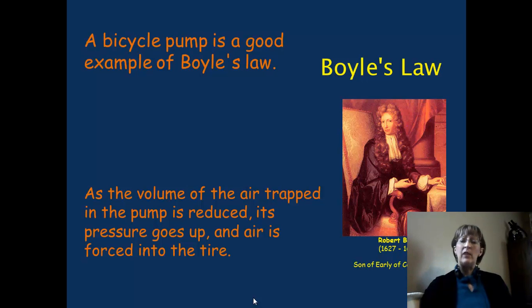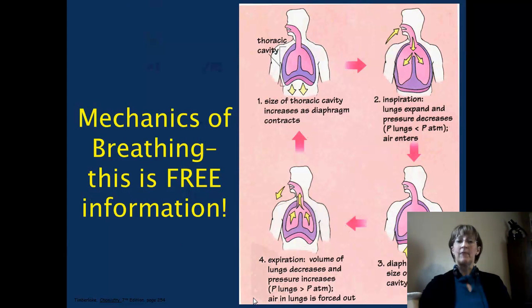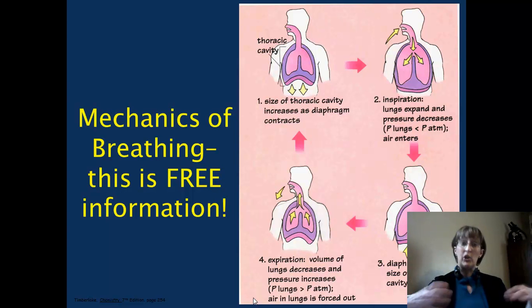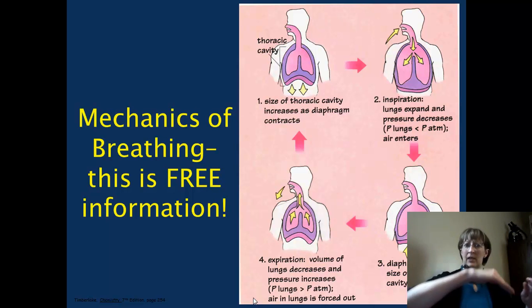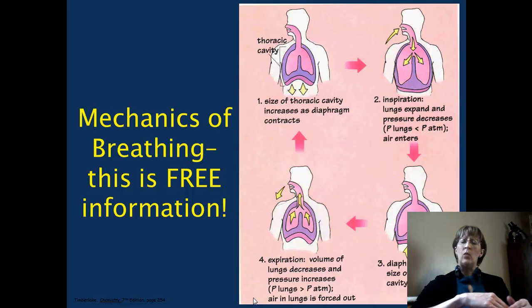Okay, now I've got some other information here, and this is just basic human biology: the mechanics of breathing, and it's free information. So basically, you have the size of your chest cavity, the thoracic cavity, and you've got that diaphragm, that upside-down U-shaped muscle. When you contract that, it drops down more like an upright U-shape, and it increases the volume. So when you increase the volume, you decrease the pressure, and air automatically rushes into your lungs.